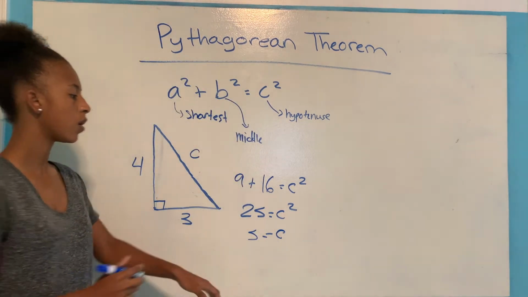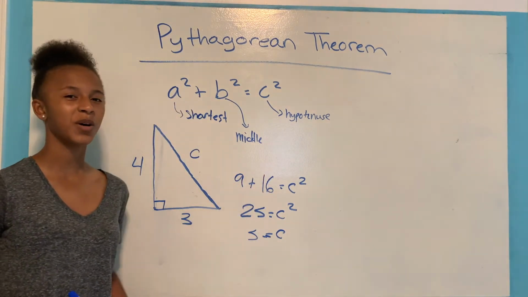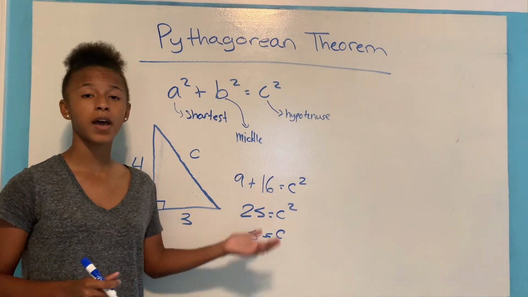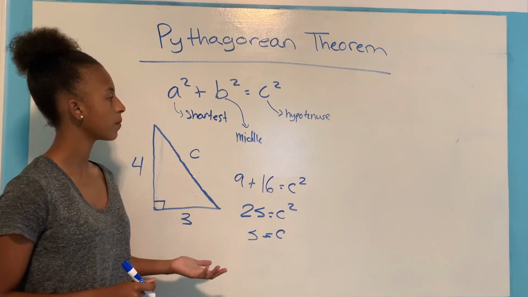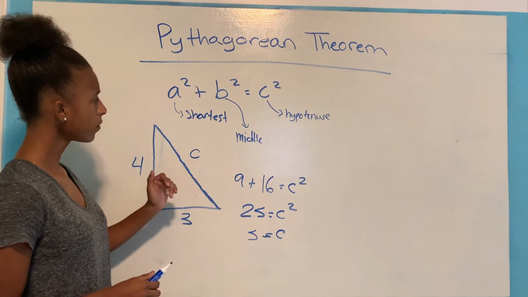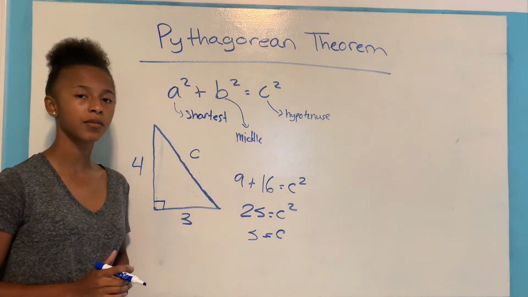And don't worry, you can always plug this into your calculator. I know I did that pretty quickly, but always plug it into your calculator if you can't figure it out this fast. But that's basically how you do the Pythagorean Theorem. You use the other two sides that they give you to find that third side.